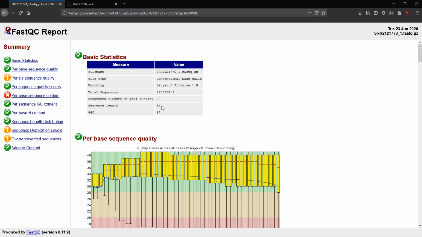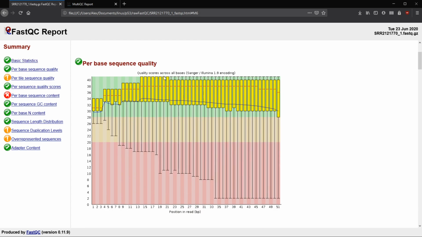So the sequence length, this is also something that's explained a little bit more down below, but our sequences for this one are 51 base pairs, and then our GC content is 47. And we'll also talk a little bit about that here in relation to the genome that we're working with, and how with RNA-seq it doesn't necessarily match up perfectly. But for DNA sequencing, if you did FastQC, this GC content should peak around what you would expect for the whole genome's GC content.